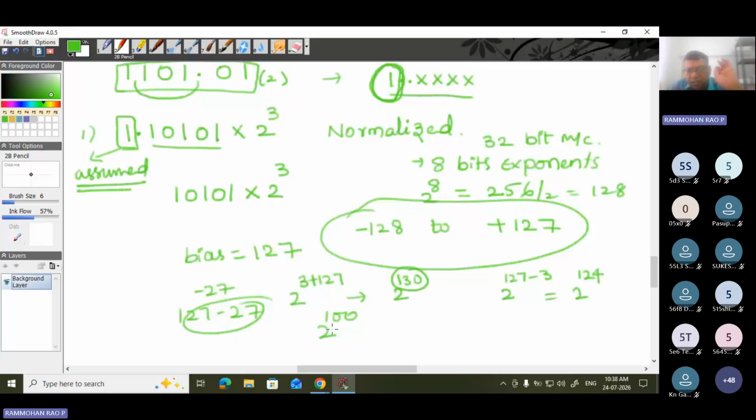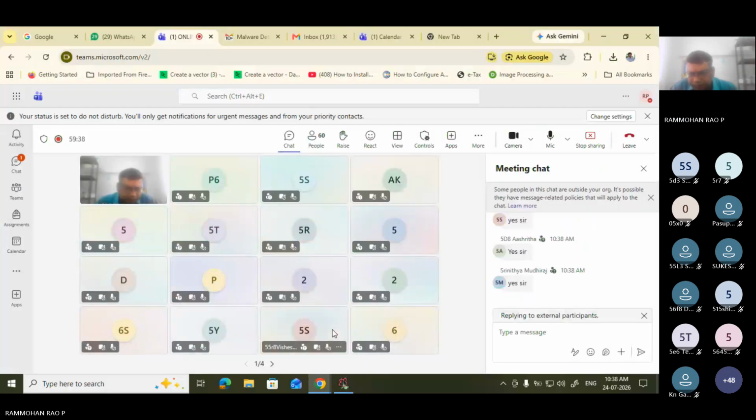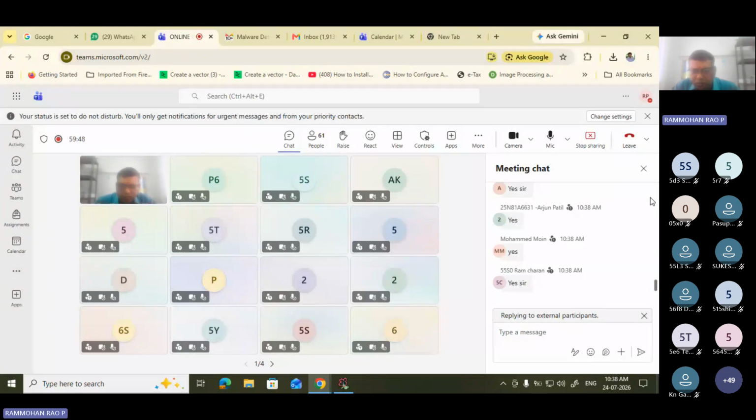So please tell me, is it clear? What do you mean by exponent part? Please respond in the chat box. Why we are using bias and how we are representing both negative and positive numbers. Is it clear? Respond in the chat box. Fine, that's great. Very few people are responding. Okay, we'll move on.